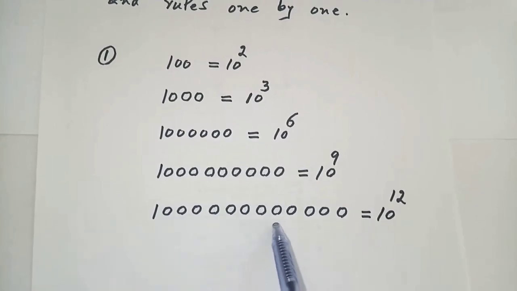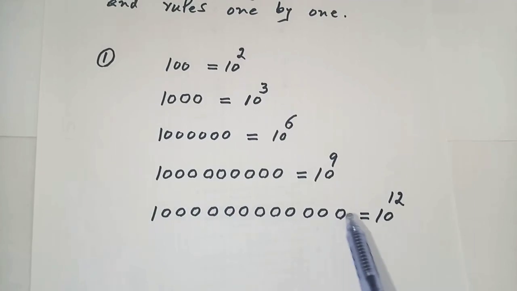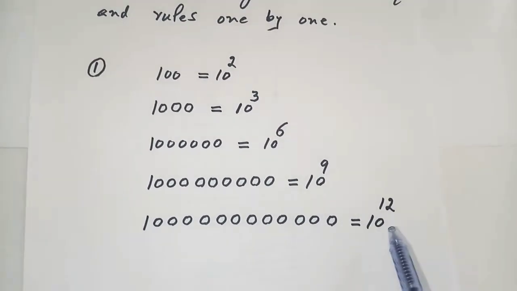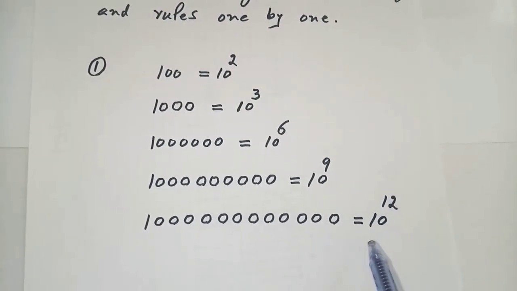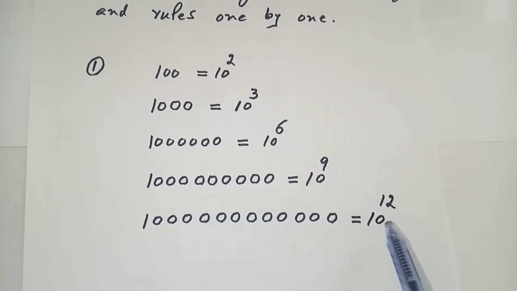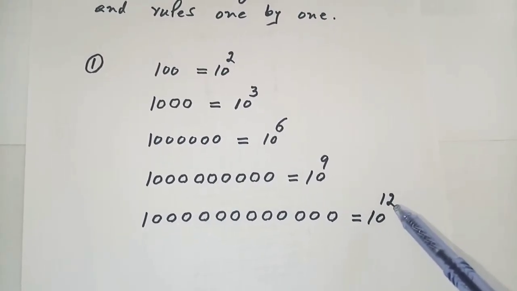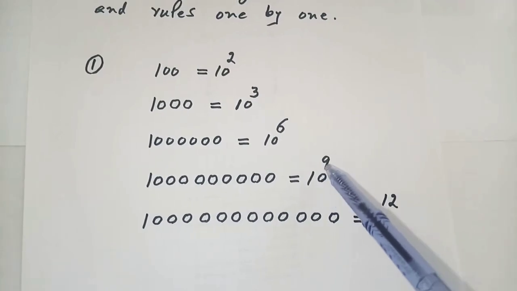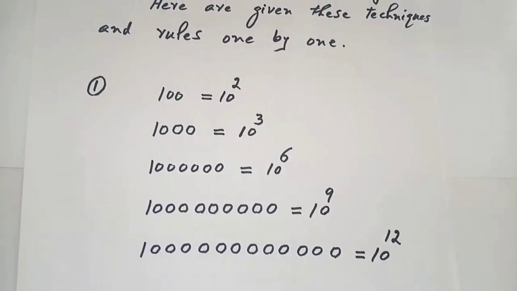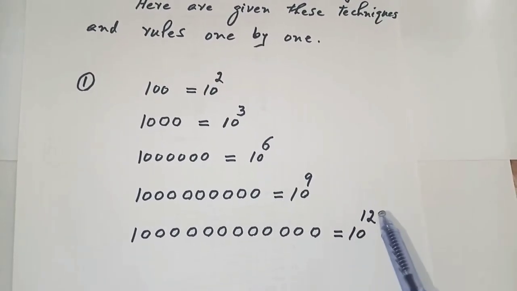Here this is a very big number. Here are 12 zeros, so we write this number as 10 power 12. So a very big number can be written in a very short way like this. How do we read it? 10 power 12, 10 power 9, 10 power 6, 10 power 3, 10 power 2. A very big number can be written in a very short form like this.